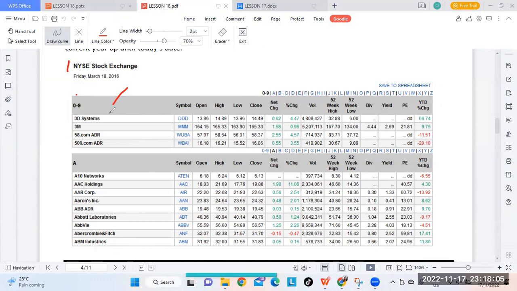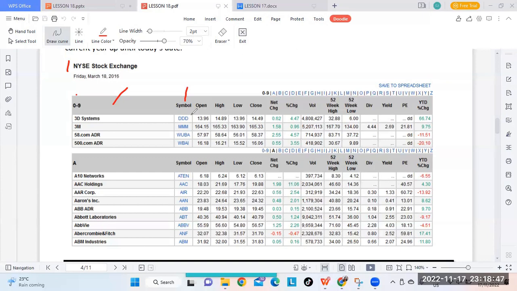Okay, so for column number 1, company name and the type of stock. If there are no special symbol or letters following the name, it is a common stock. And then for column 2, this is the ticker symbol, the unique alphabetic name which identifies the stock. So for example, dun sa 3D Systems, the symbol for that is DDD. Tapos na sa 3M, MMM, alphabetic siya.